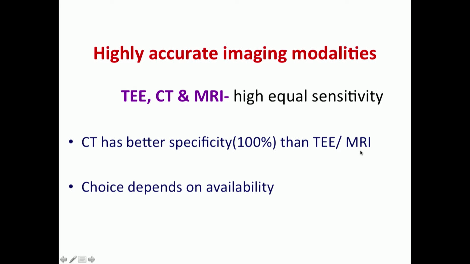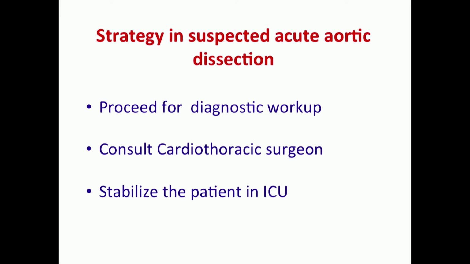Each test has its inherent advantages and disadvantages. And the choice depends on the availability of the test. But in cases of suspected acute aortic dissection, while proceeding for the diagnostic workup, we should also initiate the consultation with the cardiothoracic surgeon, and we should stabilize the patient in the ICU.